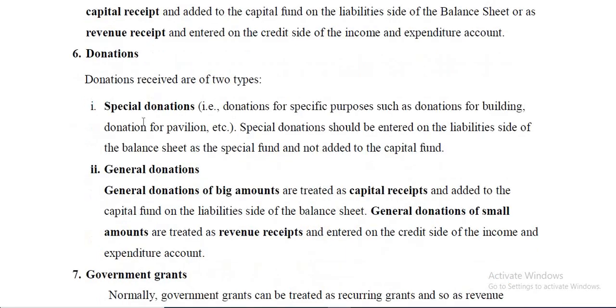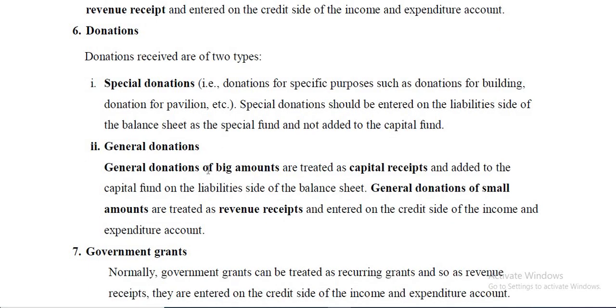There are two types of donations. One is special donations, the other one is general donations. Special donations are for specific purposes, such as a donation for a building or a donation for a pavilion. So such donations are used only for construction of the building or pavilion. Special donations should be entered on the liability side of the balance sheet as a special fund and not added to the capital fund. Since separate funds are created and they are shown on the liability side as separate special funds, it should be added to that.